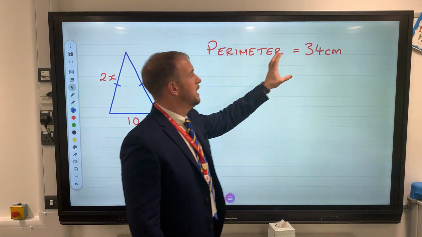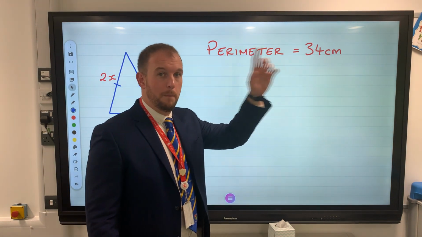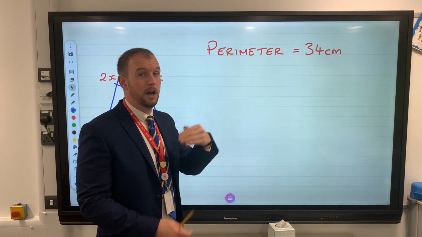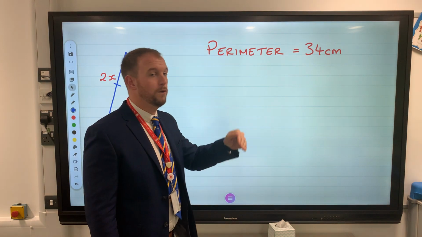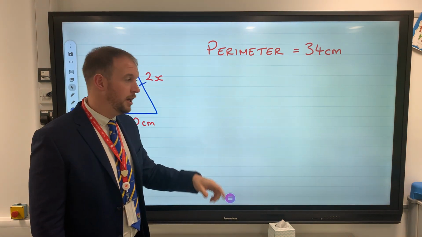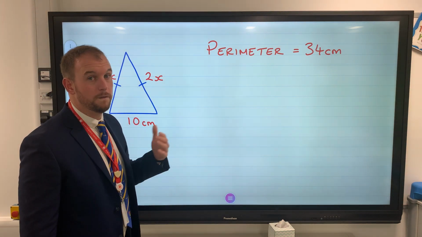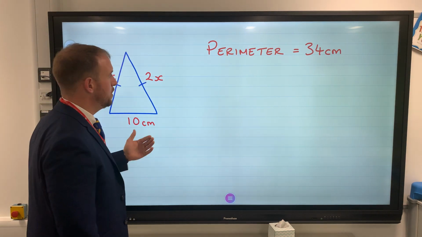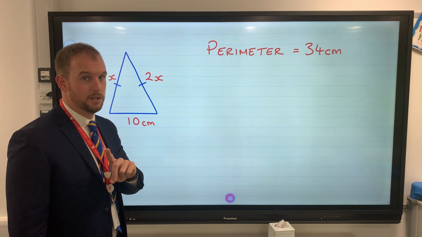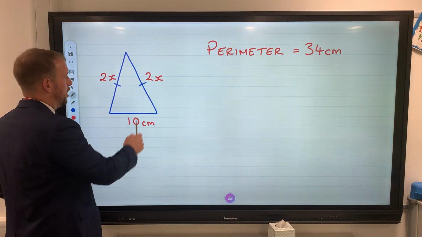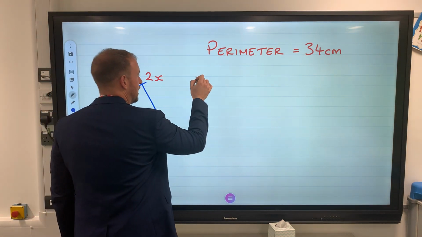Okay, they've told us it's 34 centimeters. But we need to know what the perimeter is, as in how we work out the perimeter of a shape, before we can form and solve the equation. Now, perimeter is when we add up all the sides of the shape. So let's look at an expression first, okay? Be careful with the words. An expression is where we do not have an equal sign.